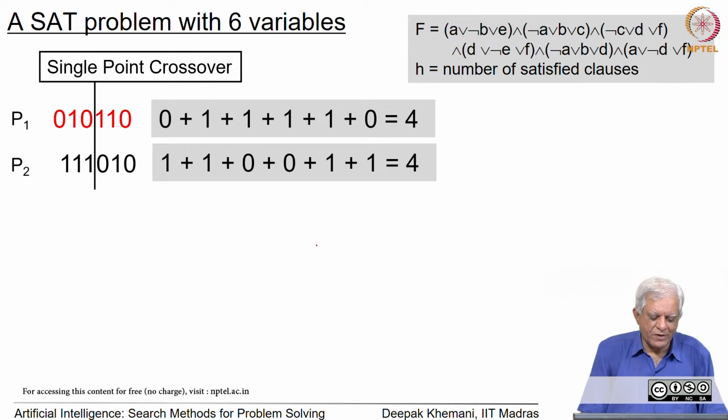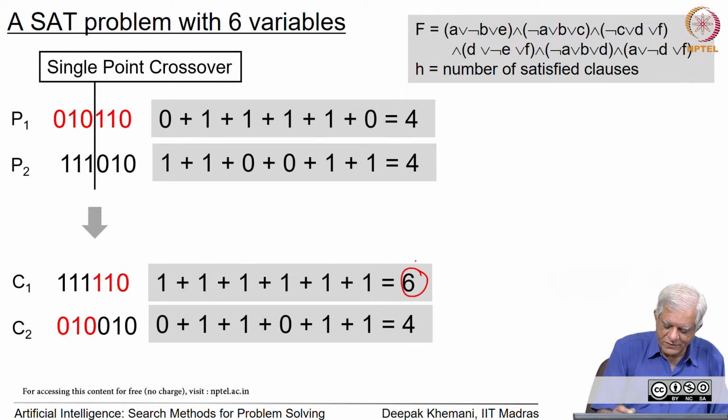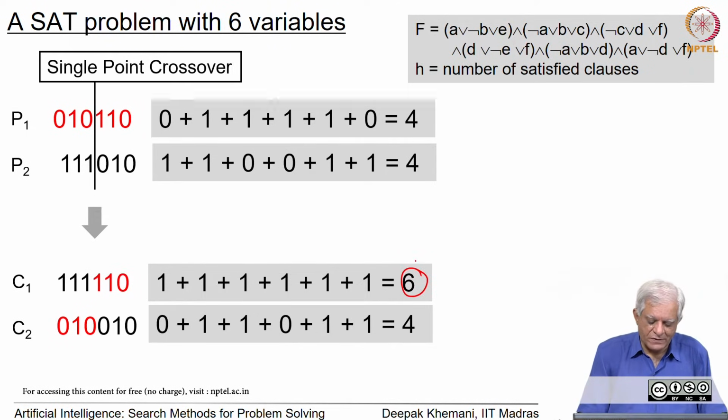We randomly choose one point where we would break it up, and then we end up with the 2 children. As you can see, half of the red parent is in child 1 and the other half is in child 2, and likewise for the black parent. And you can see that of the 2 children, one of them still has a heuristic value of 4, but another has a value of 6, and since there are 6 clauses, that means all the clauses are satisfied, and this means that we have actually found a solution to the SAT problem.